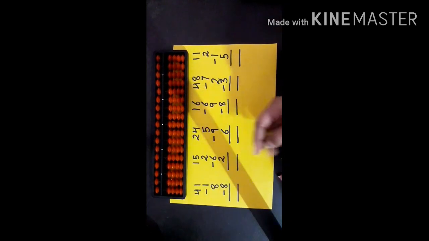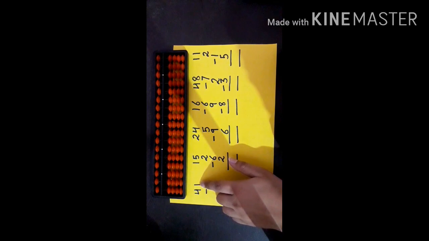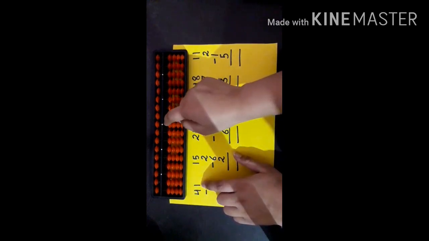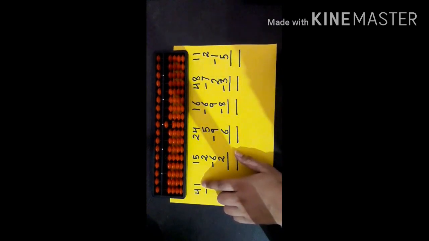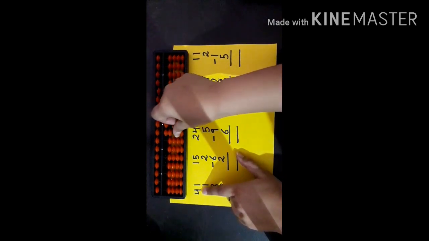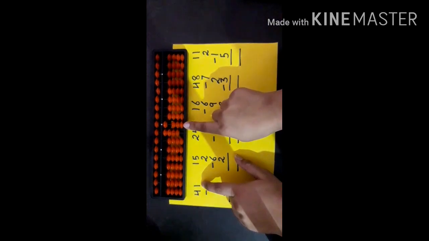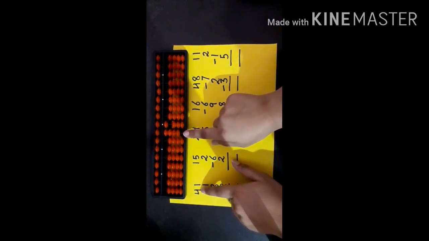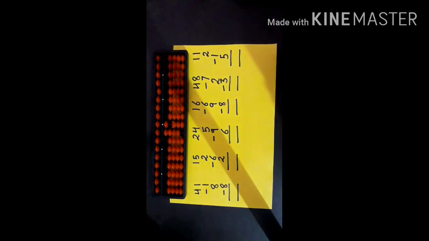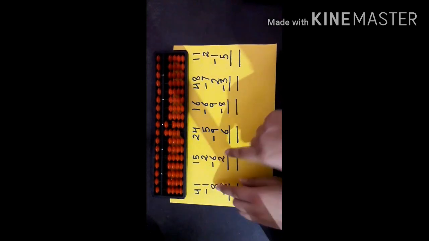The second method is the first number in the units rod, and the second number is 4. Second number 4 is in the tens rod. First number in first rod, second number in second rod. This also you can do, students. Now it is minus 1.